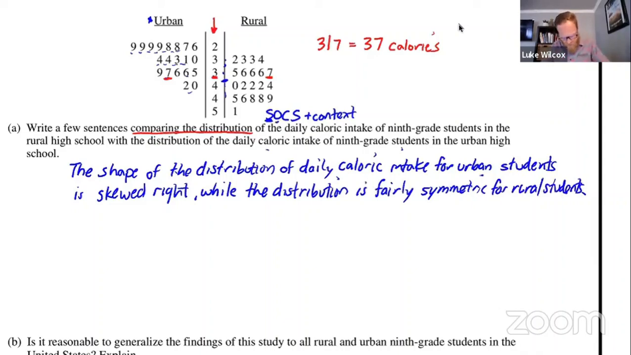All right, the next thing that we would want to comment on is any outliers that we might see. And I'm looking at both of these distributions, and I don't see any single values that are far away from the others. So I'm just going to go ahead and say that I don't see any outliers. I'm going to say there are no outliers for either distribution.